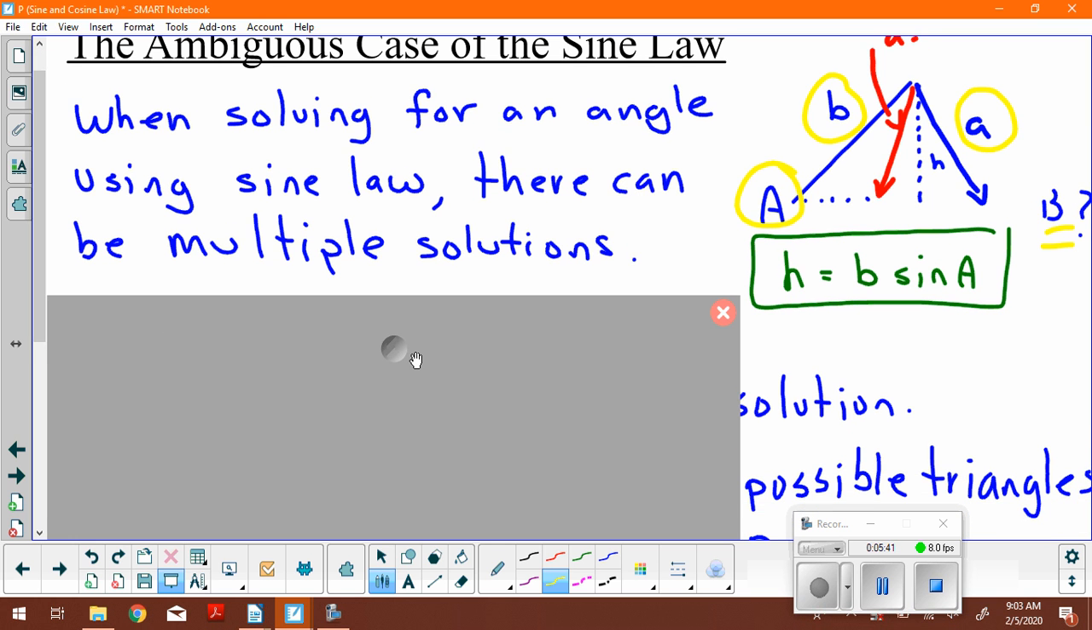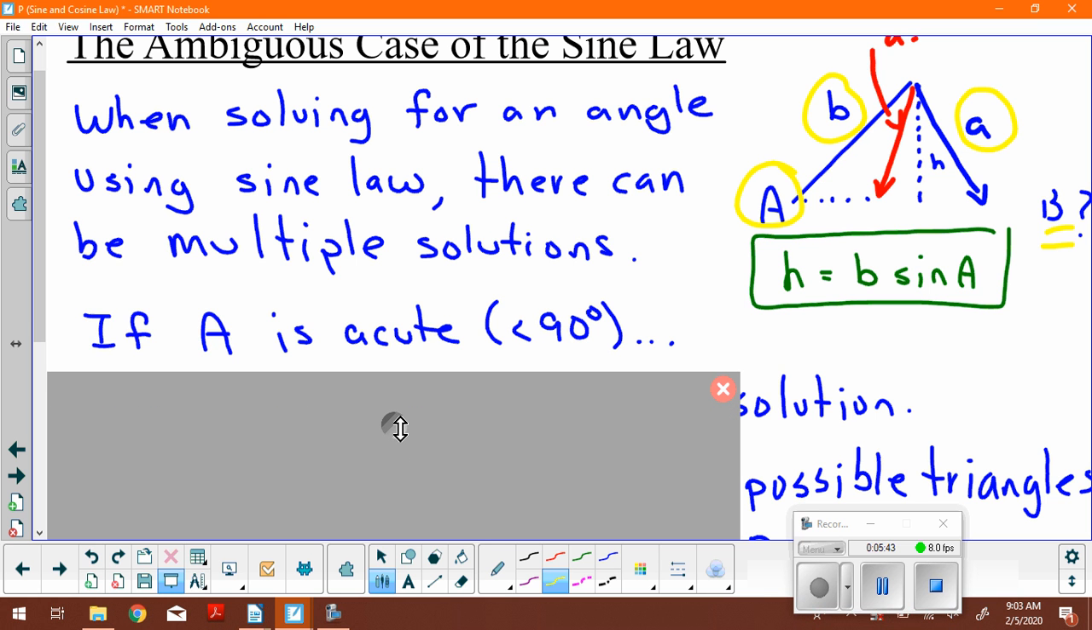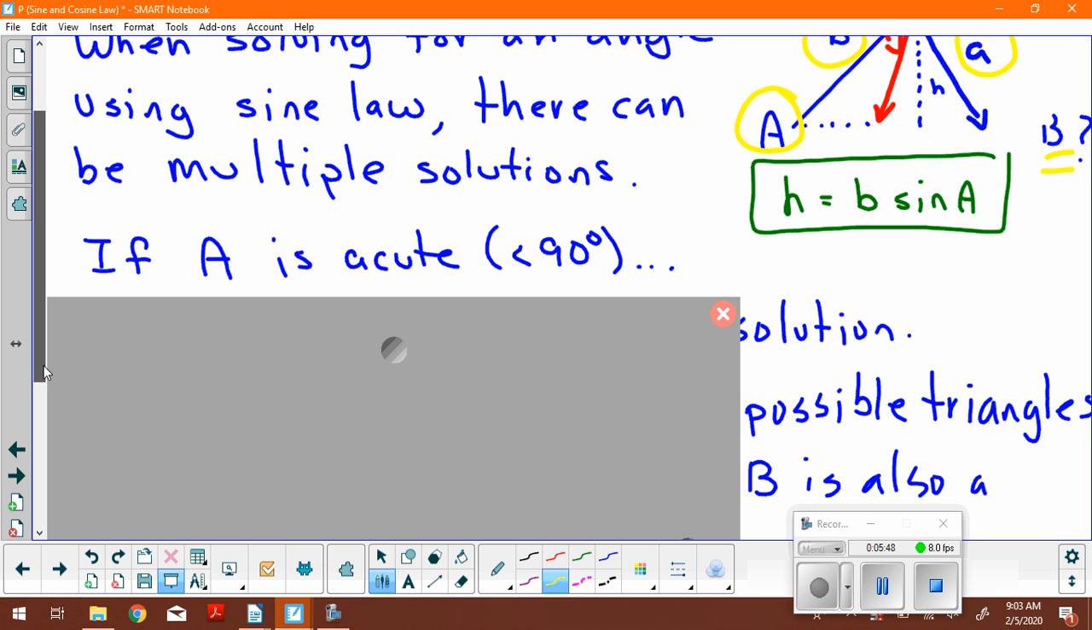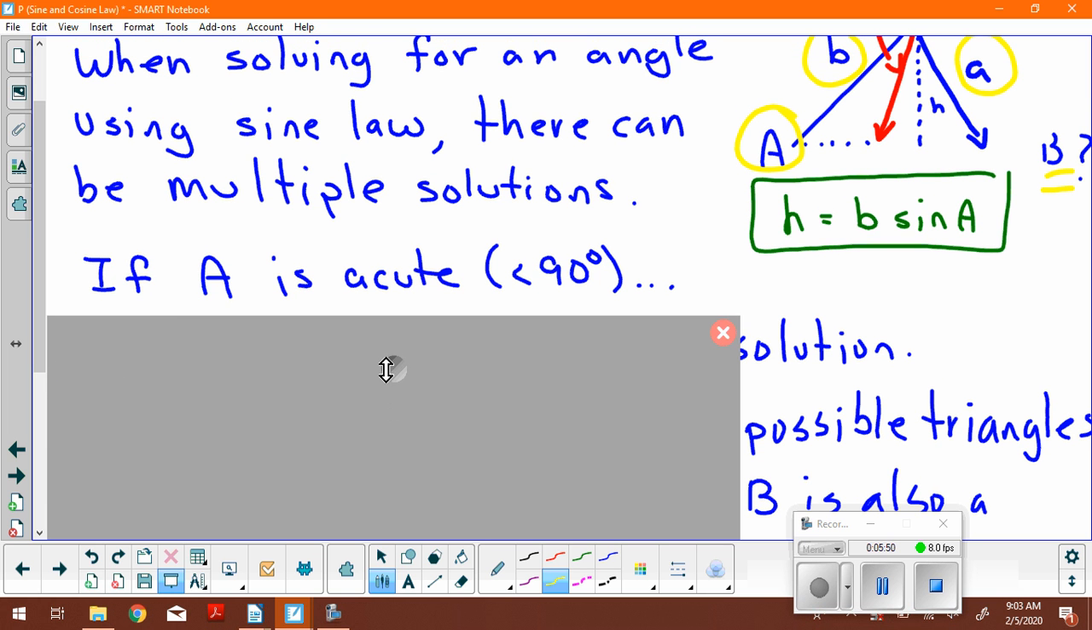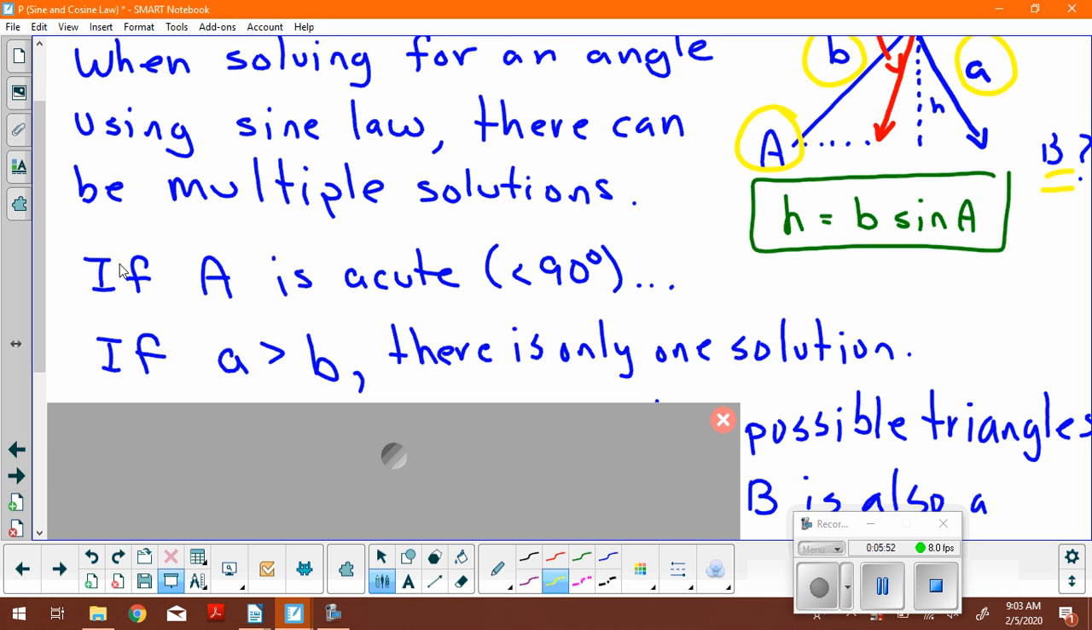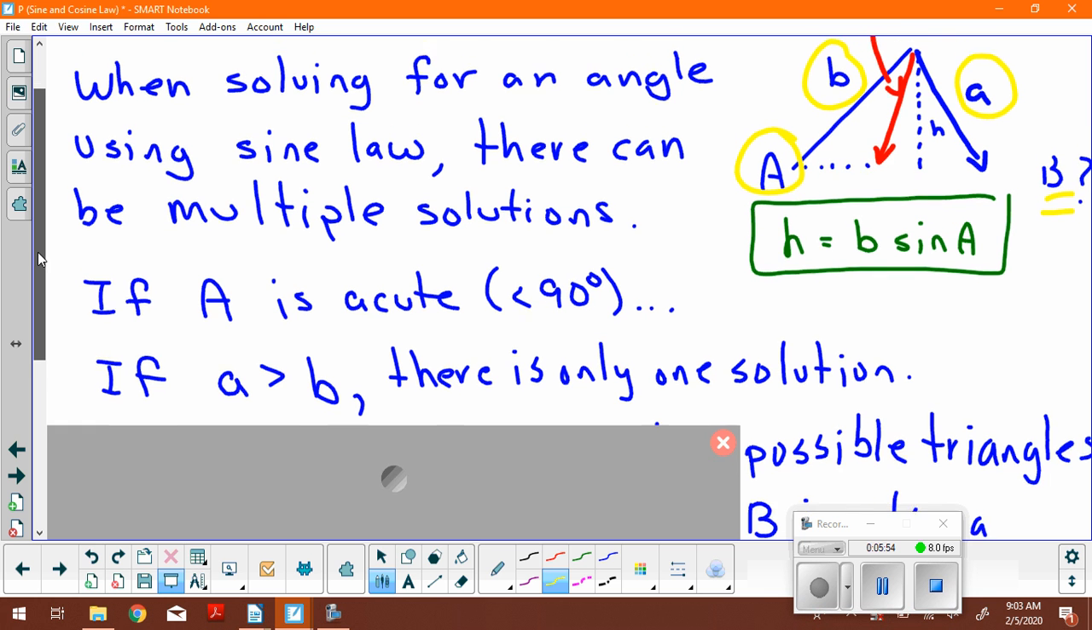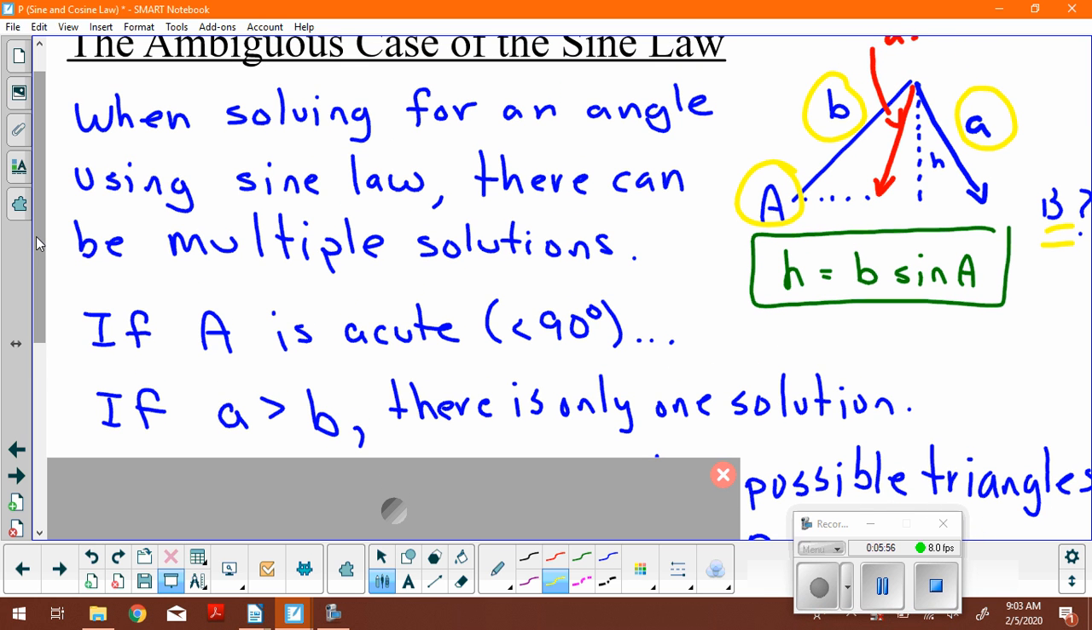So here's how you check. The first condition is that the angle A, the one you know, has to be less than 90 degrees. If a is longer than b is, there's only one possible solution. So if b is the shorter side and a is the longer side, there's only one triangle you can get there.